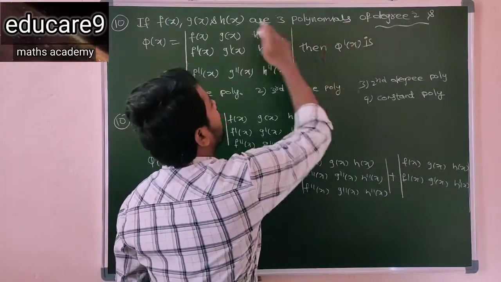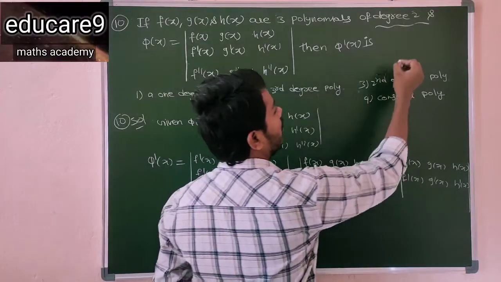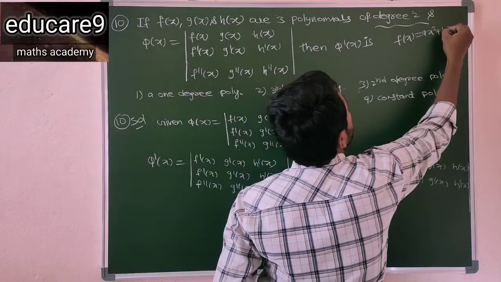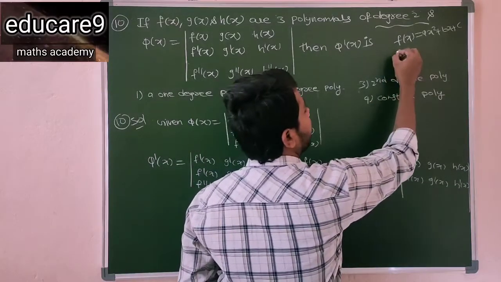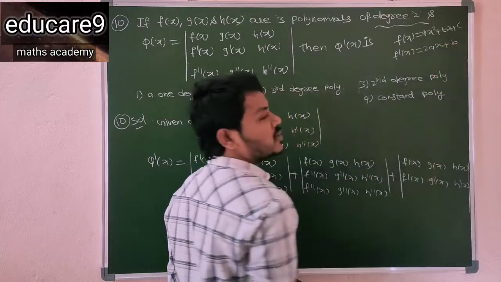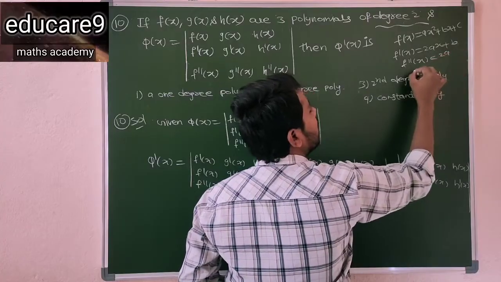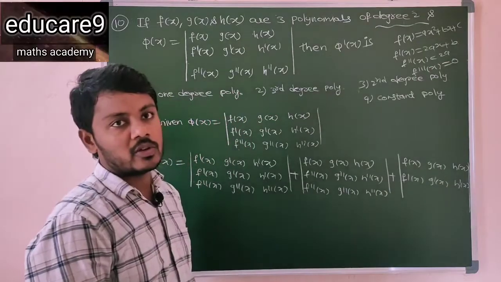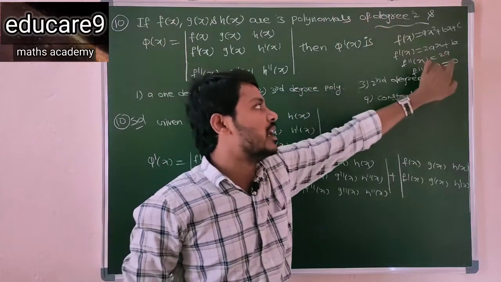So here f of x, g of x, h of x are second degree polynomials. For example, f of x is equal to ax square plus bx plus c. So clearly that is a second degree polynomial. So differentiate with respect to x. So what you get? 2ax plus b. So again differentiate. You will get f double dash of x is 2a. Again differentiate, f triple dash of x is what? 0. So clearly the triple differentiation of a second degree polynomial is always 0.